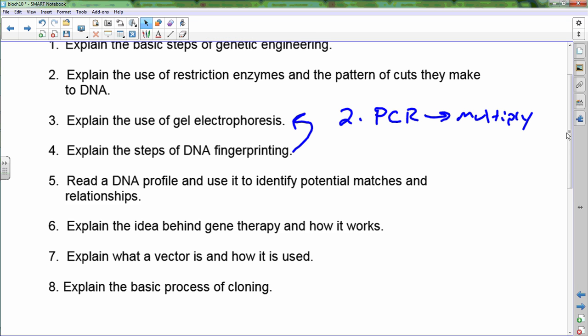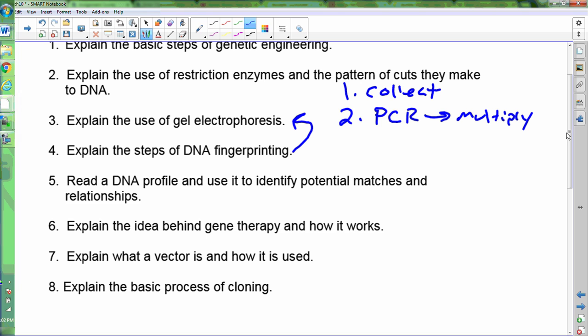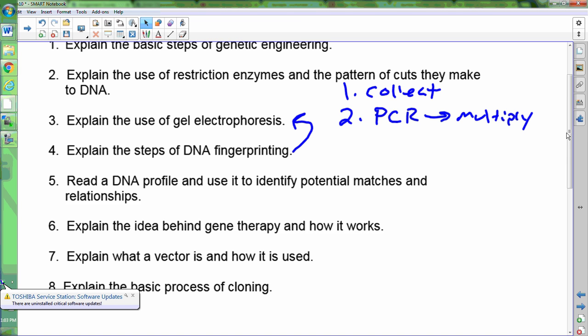Remember, PCR, basically, you just throw a whole bunch of extra bases in, and you throw in some DNA polymerase enzymes, and they're going to read all those pieces of DNA, and they're going to just make lots of copies of it. That's the basics of polymerase chain reaction. So we collect, then we multiply using PCR.